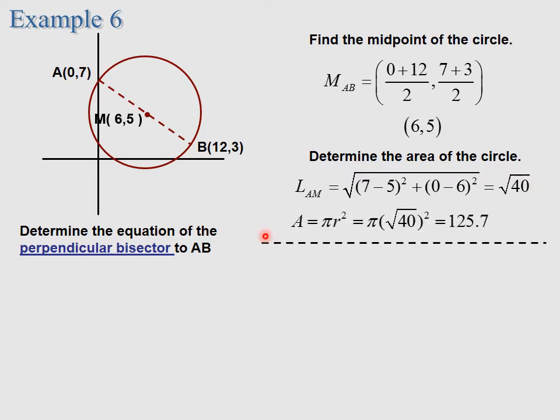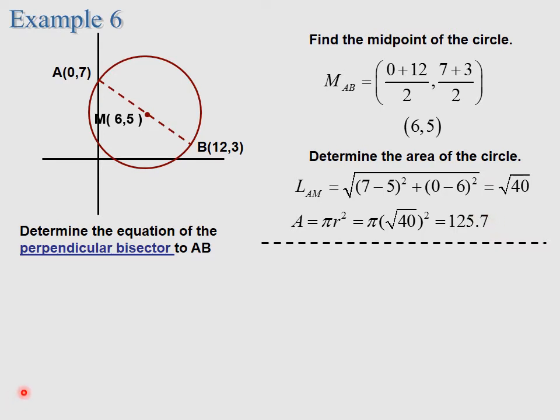Let's plug that length into our area formula. So area is pi r squared for a circle. So we have pi. We just found out that our radius is square root 40. We have to square that. So the square and the square root cancel, so really it's just pi times 40, and that's 125.7. So that's the area of our circle.